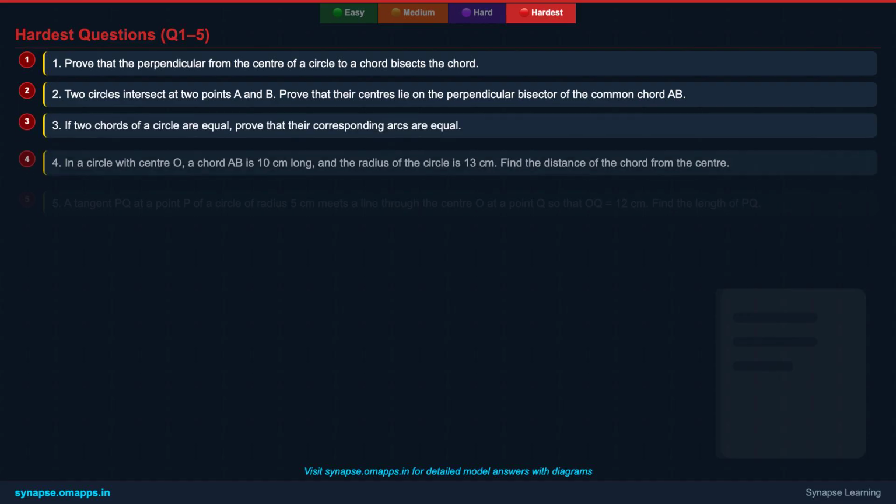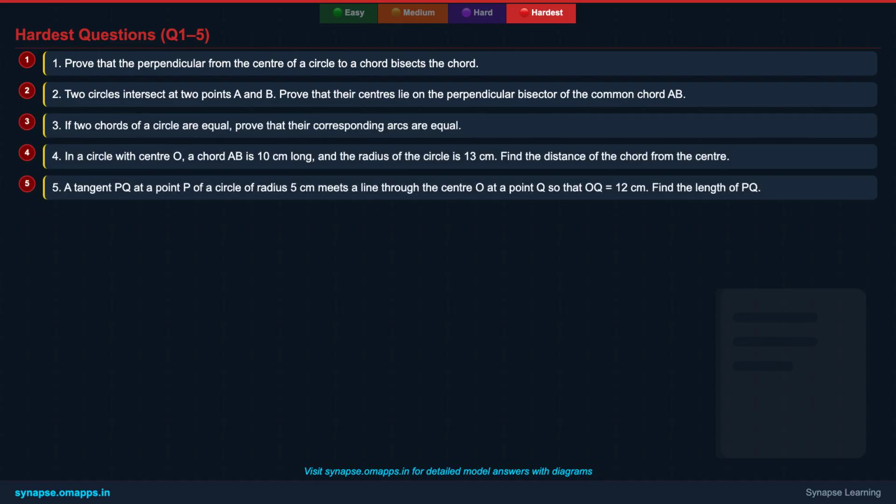Alright, brainiacs, let's tackle the first 5 challenges. Prove that the perpendicular from the center bisects a chord. If two circles intersect, prove their centers lie on the common chord's perpendicular bisector. For equal chords, prove their arcs are equal. Given a 10 cm chord and 13 cm radius, find the chord's distance from the center.